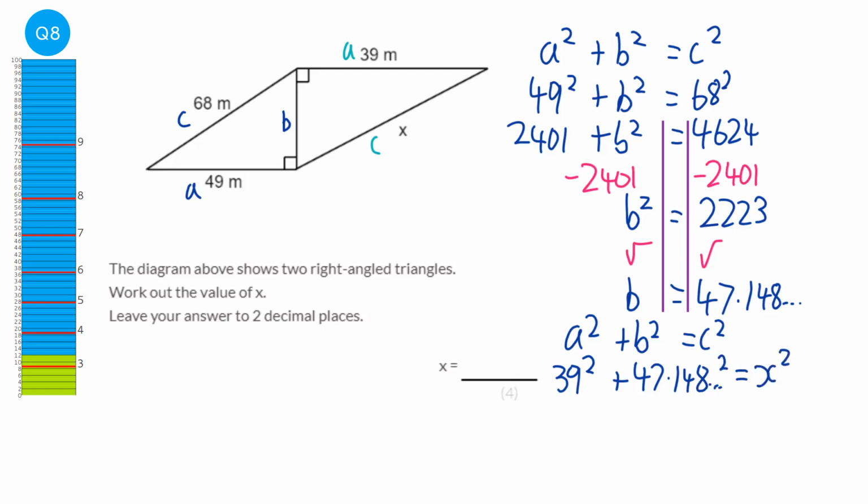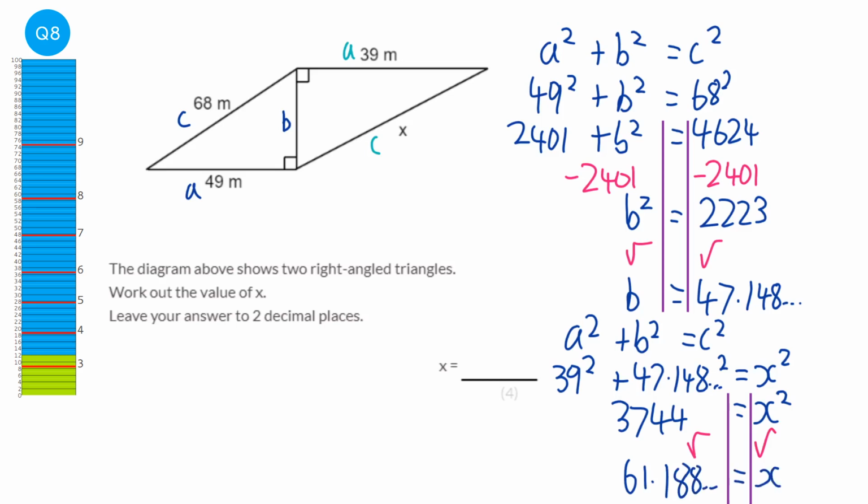Okay, so we need to square that. So we do 39 squared plus 47.148 squared, and that will be 3,744 equal to x squared. And we just get our lines in because we need to square root both sides. And we get 61.188 blah blah blah is equal to x. It says it wants two decimal places, so that will be 61.19.